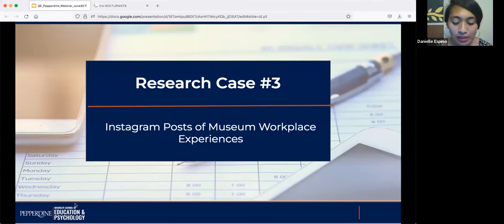In 2020, after the murder of George Floyd, there was a renewed discourse on racism that came to the forefront, including in workplaces. In the museum sector, an Instagram account emerged where museum employees, past and present, could anonymously submit their experiences of racism and exclusion.